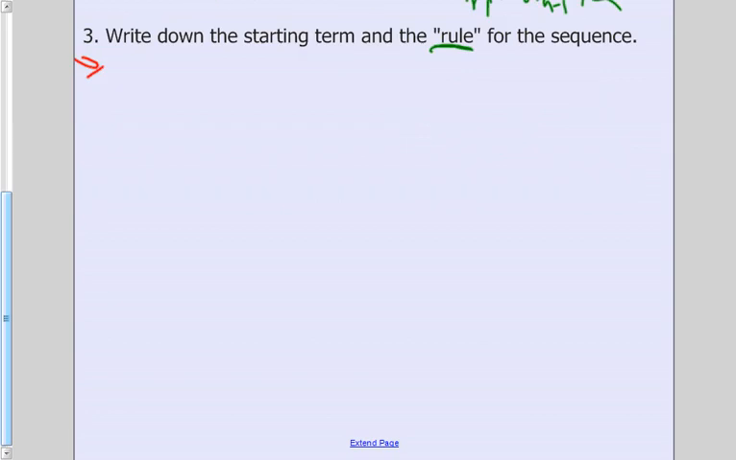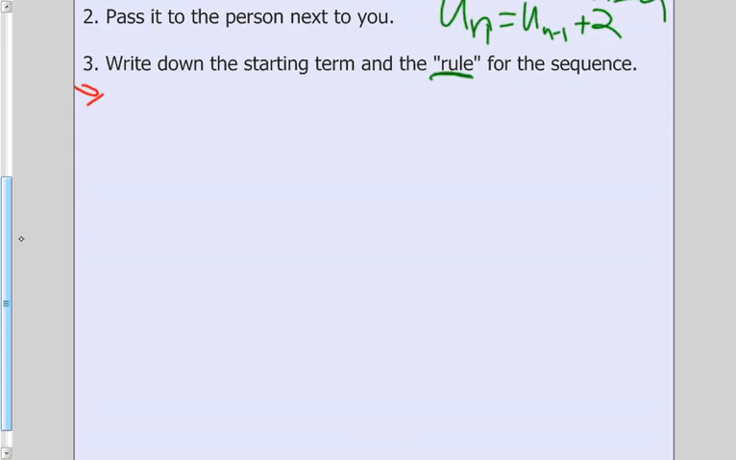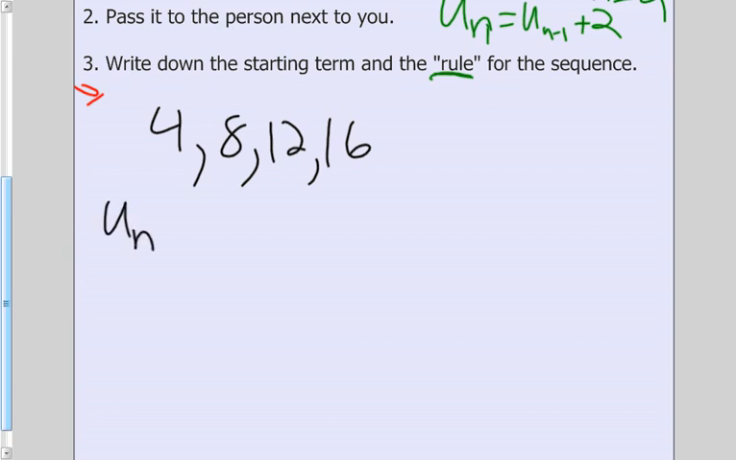All right, let's have somebody give us their sequence and their rule. Start right back there, Mr. A. What is your sequence that you came up with? 4, 8, 12, 16, and I'll stop there. Okay, so then what's the rule that you came up with? u n minus 1 plus 4. And what goes out front of this guy is equal to, sorry, u of n. It's equal to u of n minus 1 plus 4. And then what else do we need in our rule?